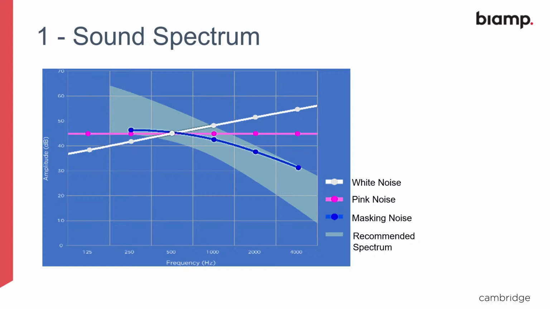So white noise, what people refer to as white sound. On that white noise frequency, you can see the white line is shaped from being lower in level on low frequencies and higher in dB level on higher frequencies.